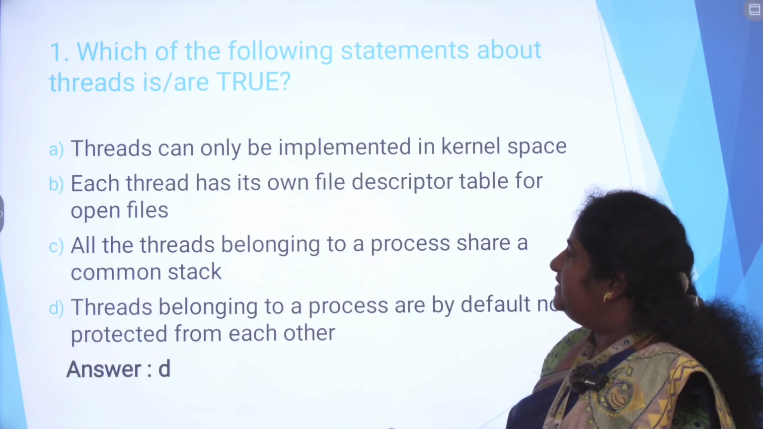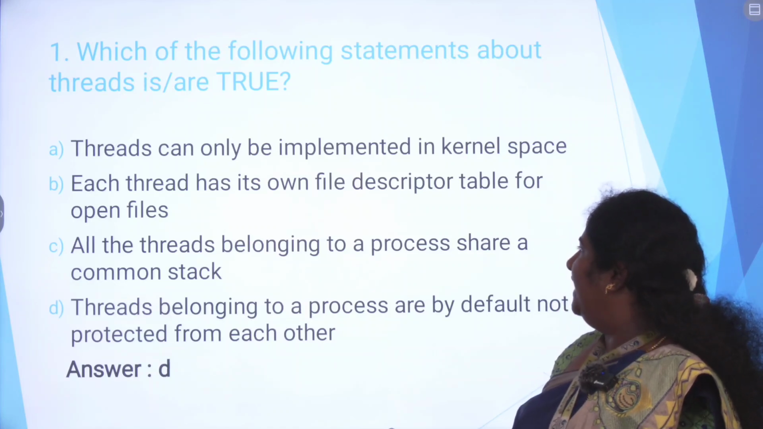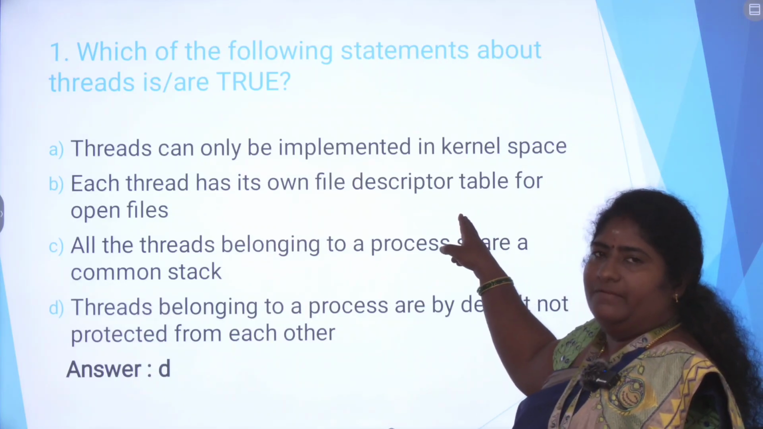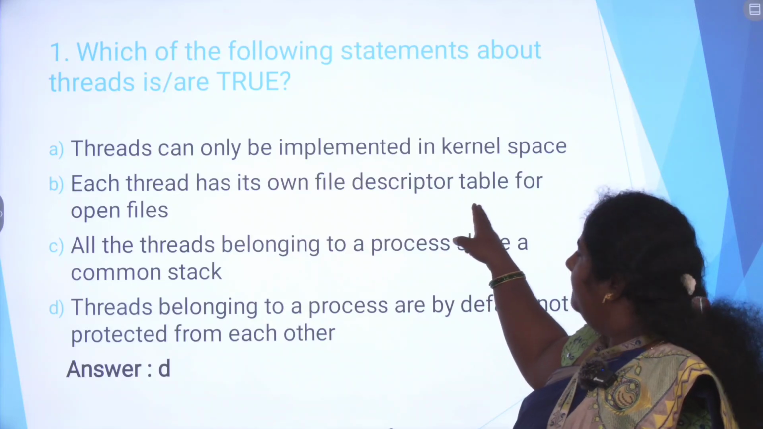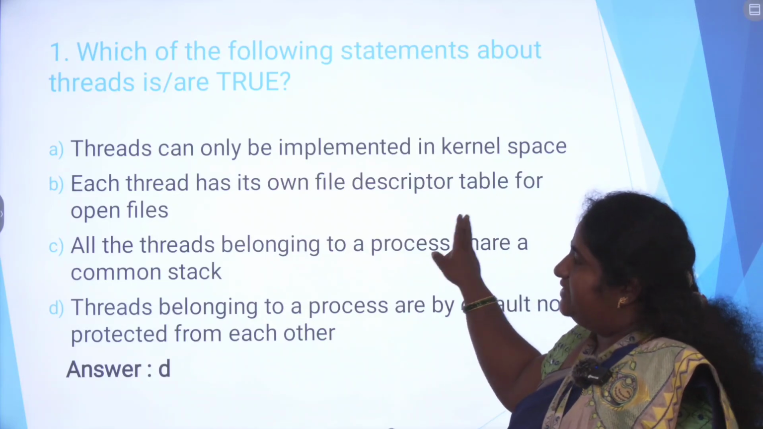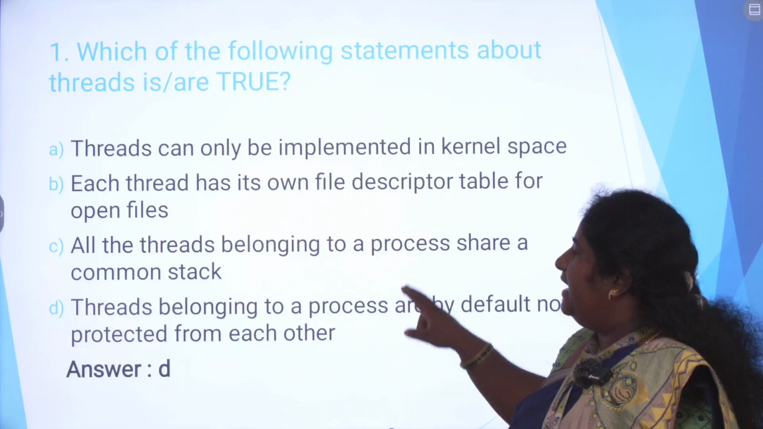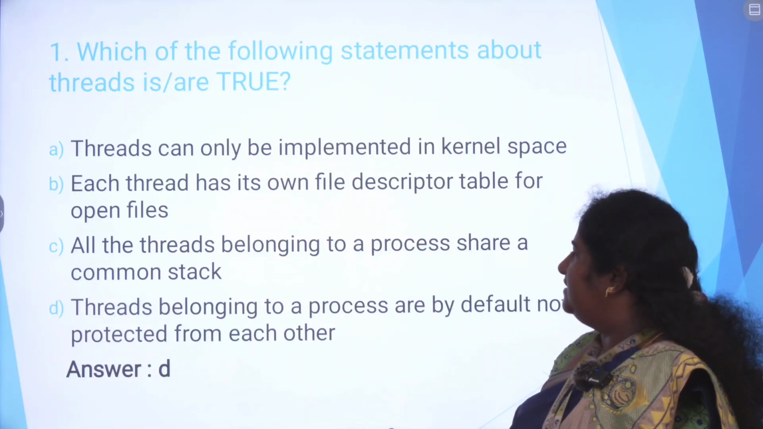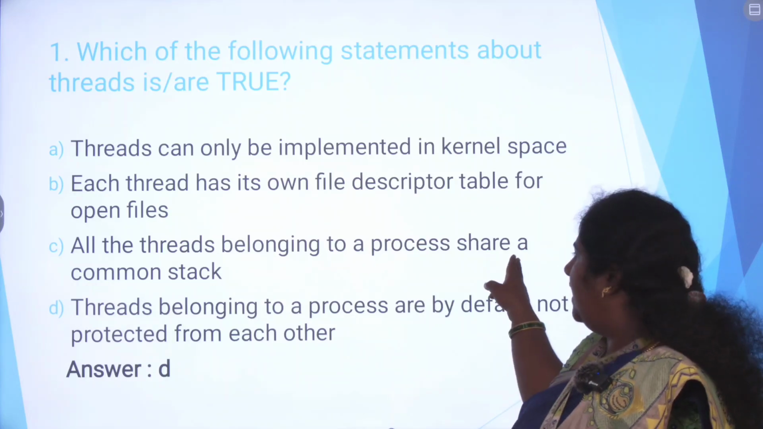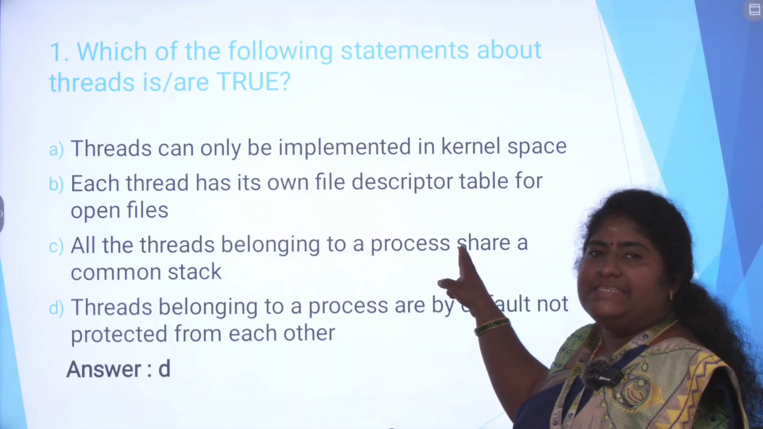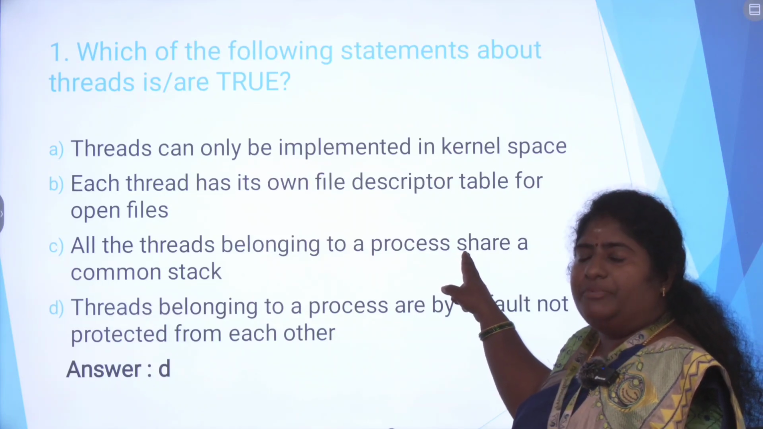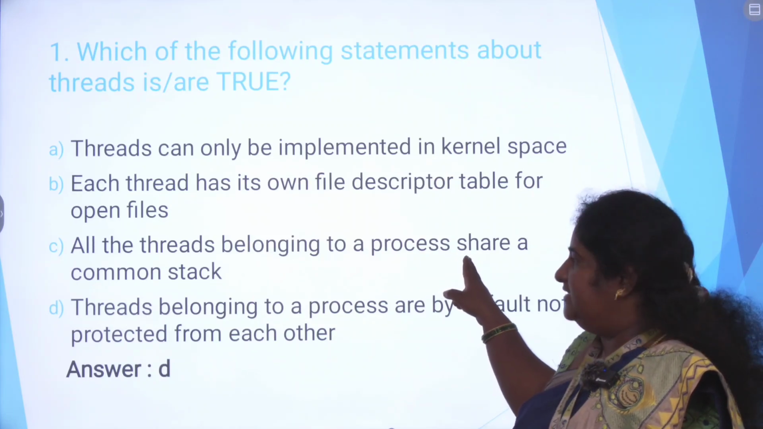The second one is, each thread has its own file descriptor table for open files. Each thread doesn't have its own file descriptor table, so the second option is false. The next one is, all the threads belonging to a process share a common stack. Actually, each and every thread has a separate stack for its execution.